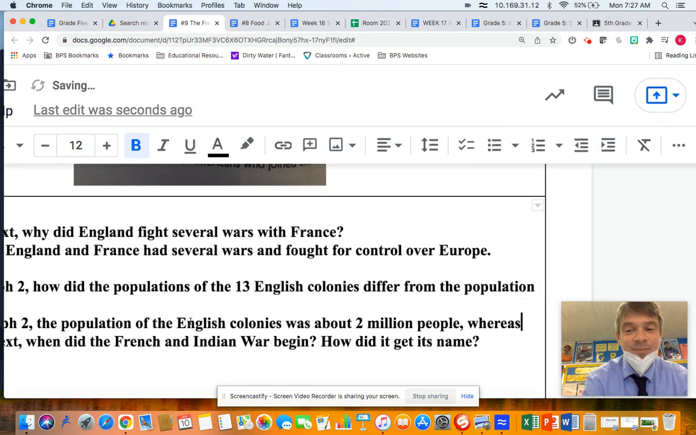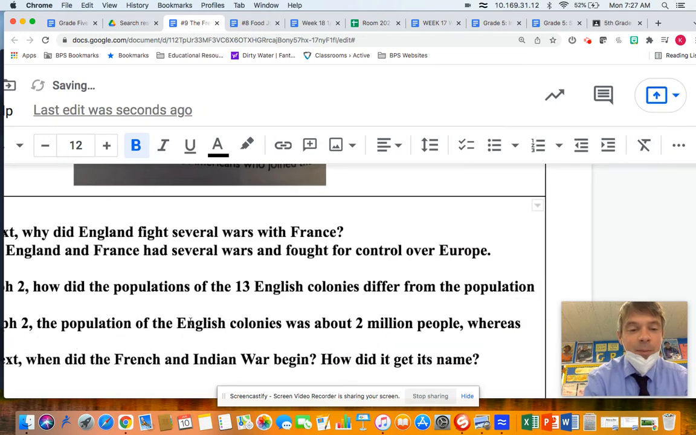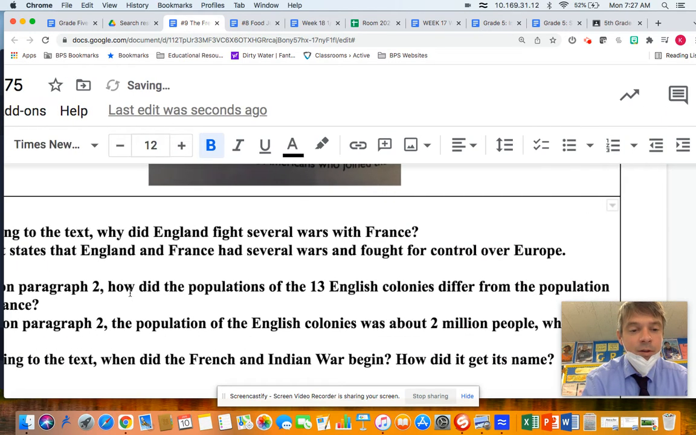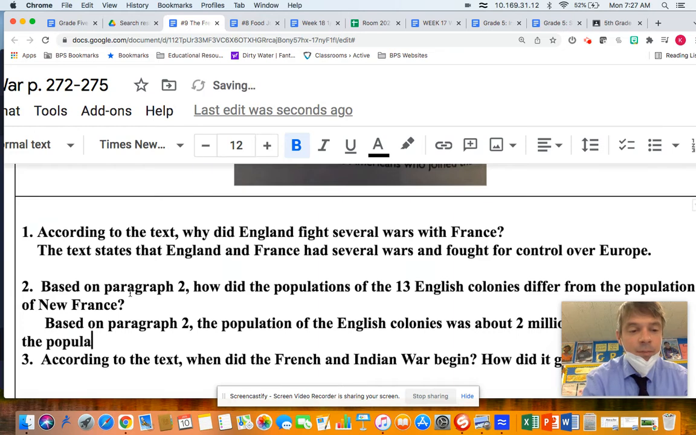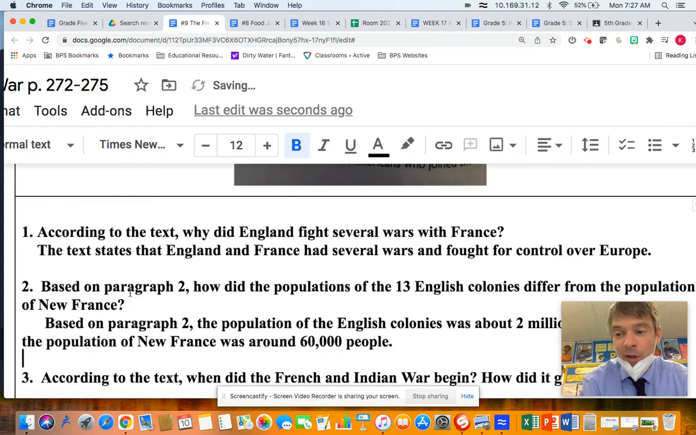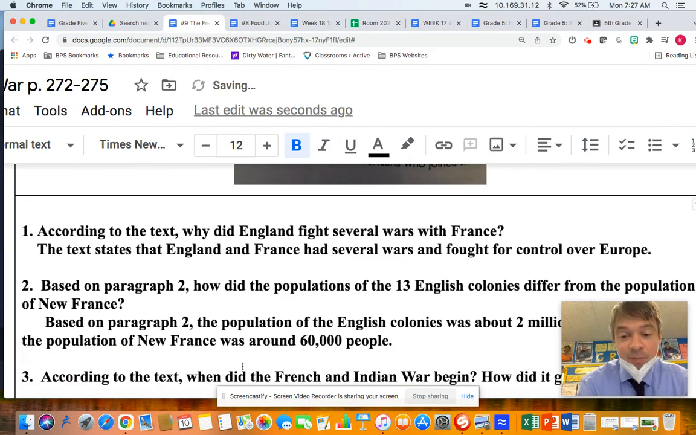Whereas the population of New France was around 60,000 people. So there were way more people in the colonies than in New France. Even though New France took a lot of land size, there were way more people in the colonies.